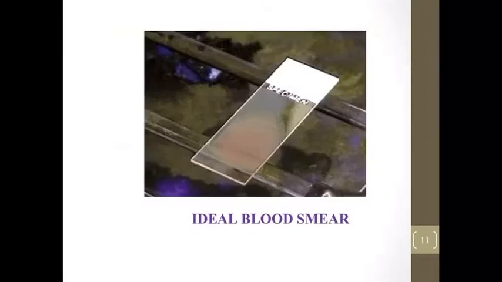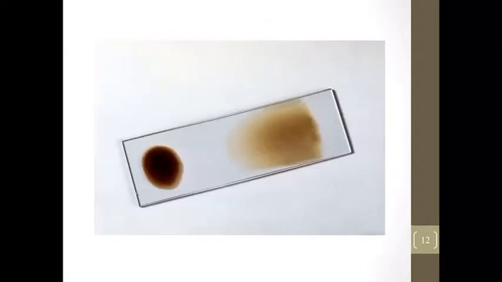This is the ideal blood smear, covering two-thirds of the slide, tongue-shaped, and evenly distributed. Cells are seen at the pre-tail area. The same in this slide: the thick and the thin smear are both made on the same slide. We can make them on the same slide or on different slides.